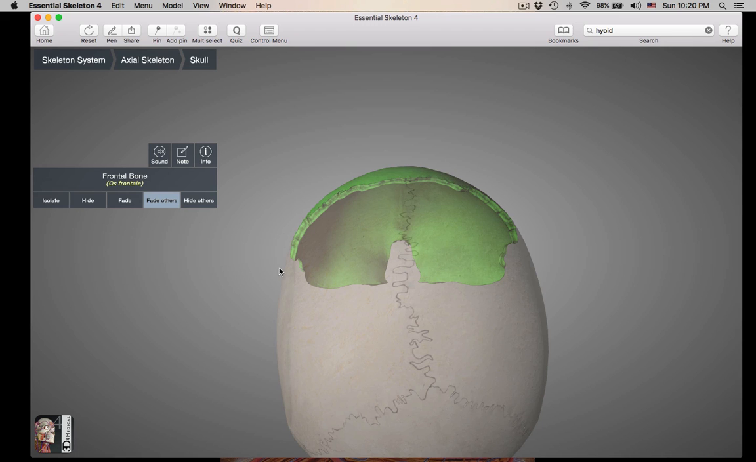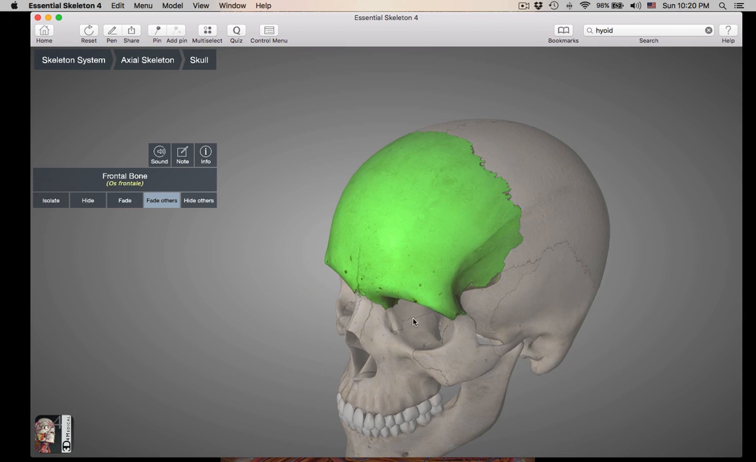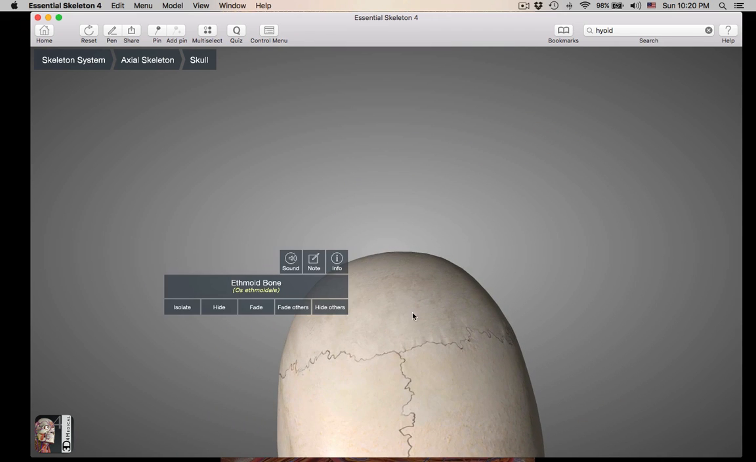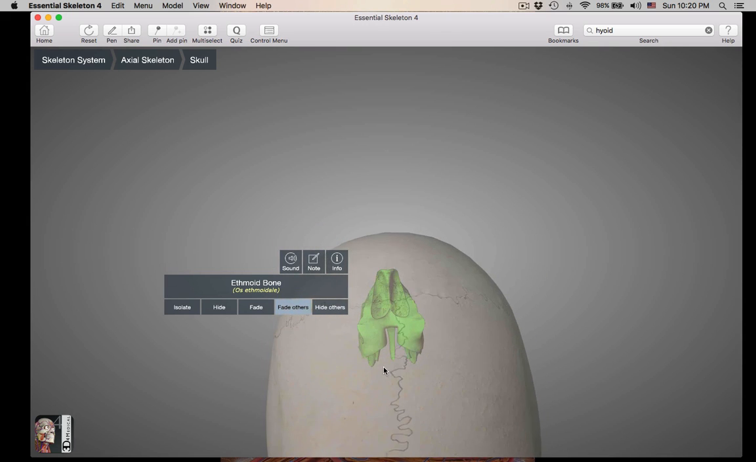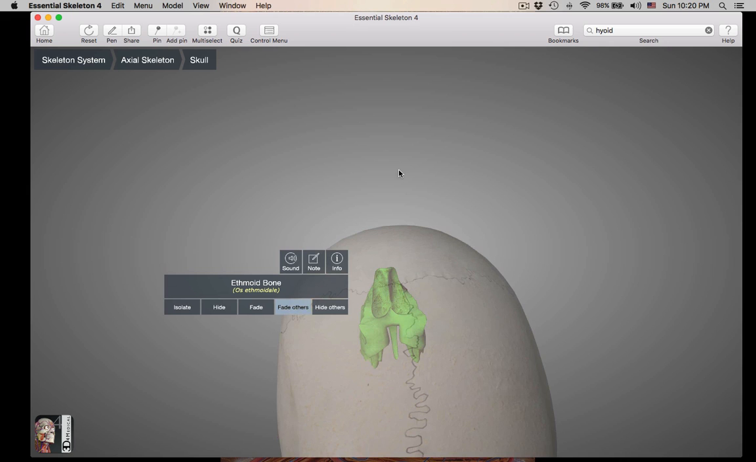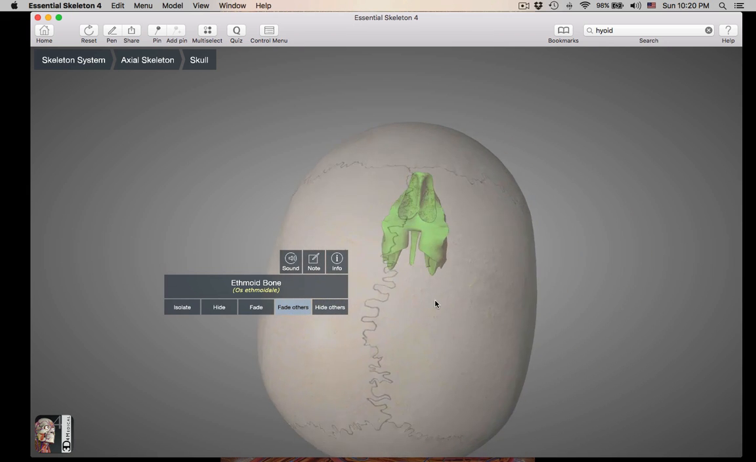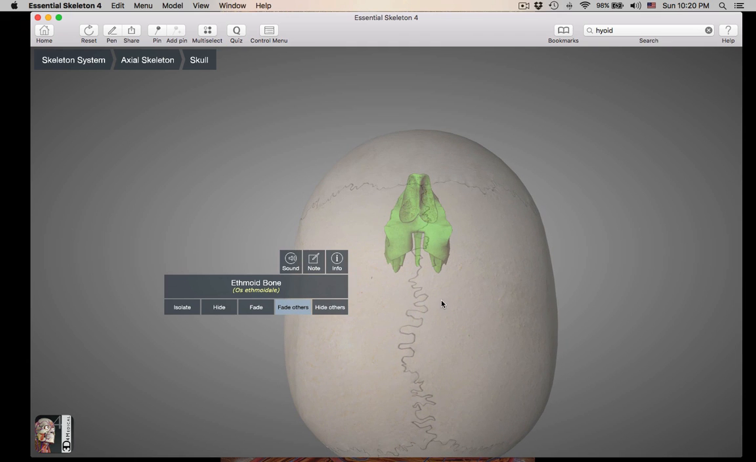So let's go back to our ethmoid bone. The ethmoid bone is sitting in that space. The ethmoid bone is sitting in that space. So the frontal bone kind of cups it on both sides. So here we have the ethmoid bone.